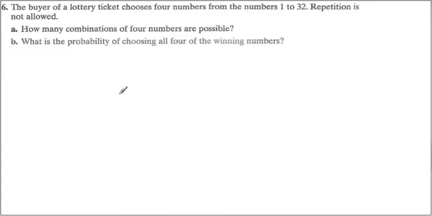Alright, let's look at number 6. How many combinations of 4 numbers are possible here? A buyer of the lottery ticket chooses 4 numbers from 1 through 32. So in this case, the order doesn't matter. So therefore, what we end up getting is this. Out of 32, how many ways can we choose 4 numbers? That's basically what we end up getting.